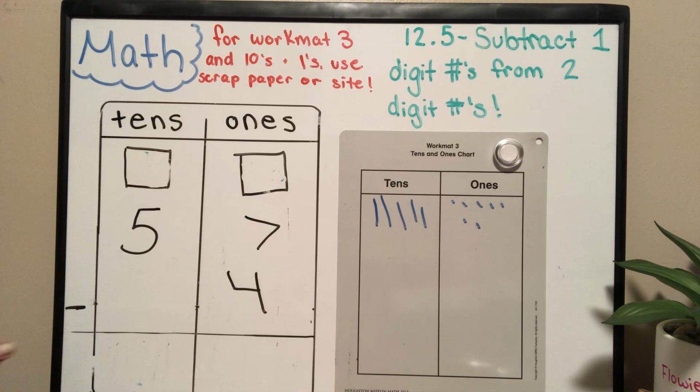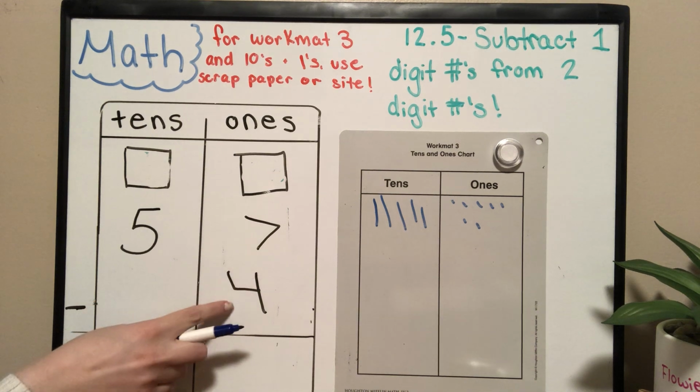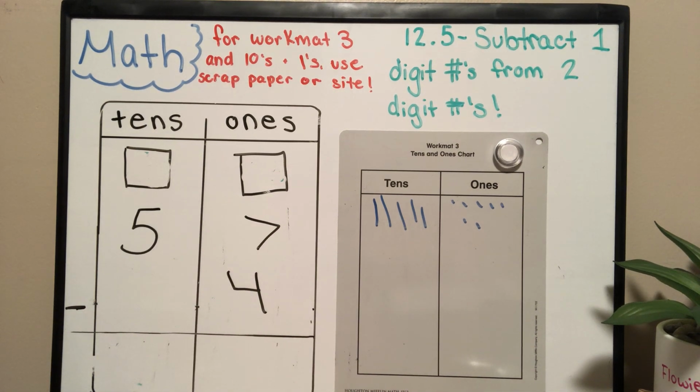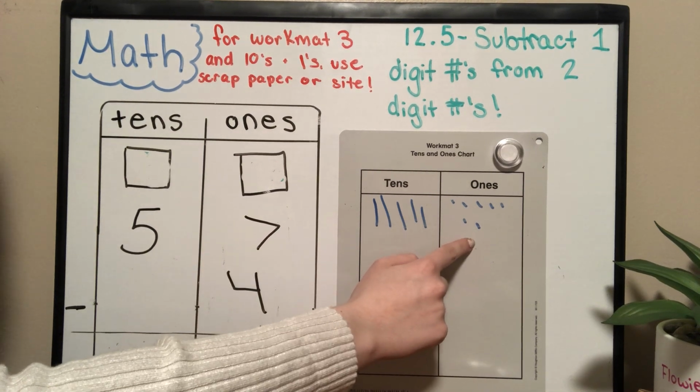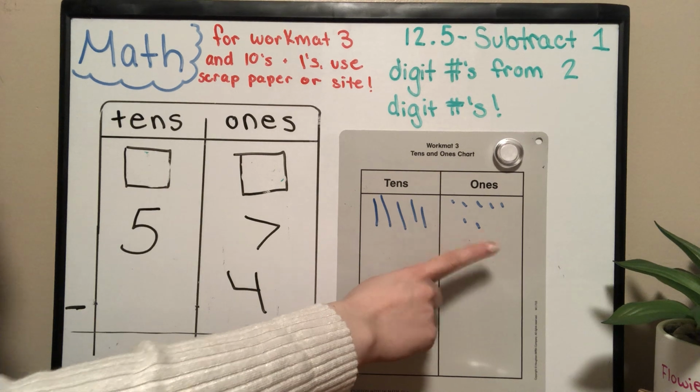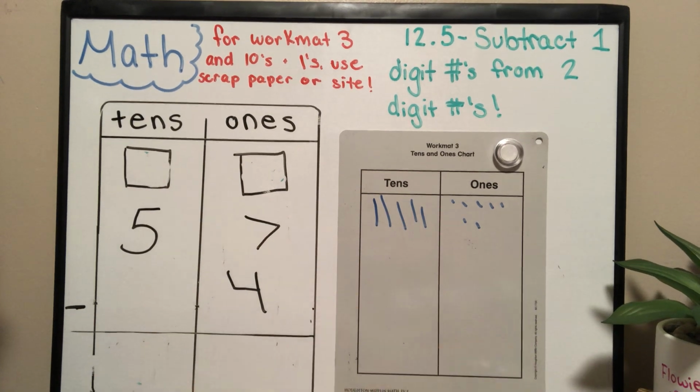Do I need to regroup here? I have 7 1s. I need to take away 4. Do I have to regroup here? No, I don't have to regroup here. I have 7 1s over here. I can take away 4. I don't need to put 10 more over here.